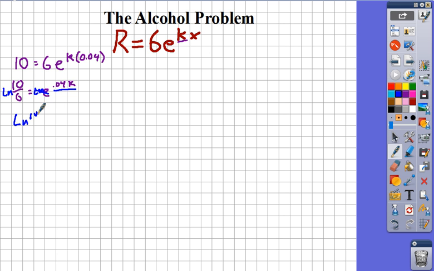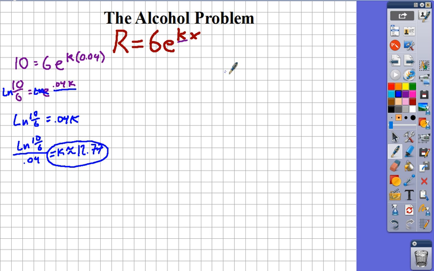So the natural log of 10/6, and if you want, you could reduce that to 5/3, is going to equal 0.04k. Now to get k by itself, we're going to have to divide out that 0.04. So we end up with the natural log of 10/6 all divided by 0.04 equals k. And when we put that into our calculator, that turns out to be approximately 12.77. So we now have the k value.